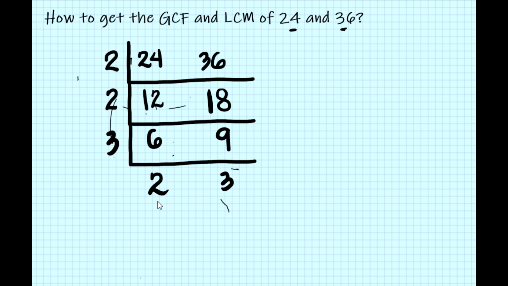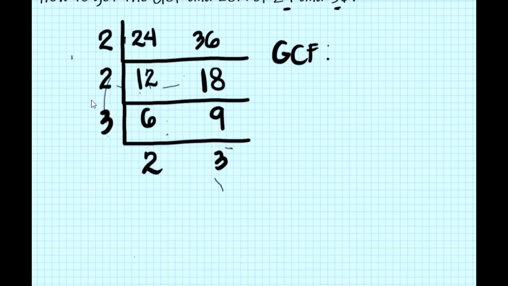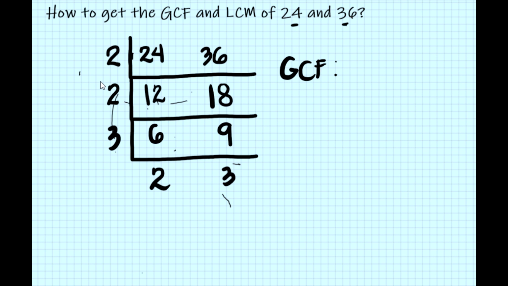So, paano natin malalaman kung ano yung ating GCF? So, for the GCF, i-multiply lang natin lahat ng numbers na nandito sa gilid. So, those are the numbers 2 times 2 times 3. So, our GCF is 12.